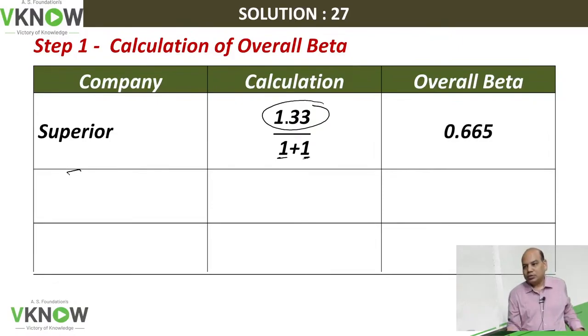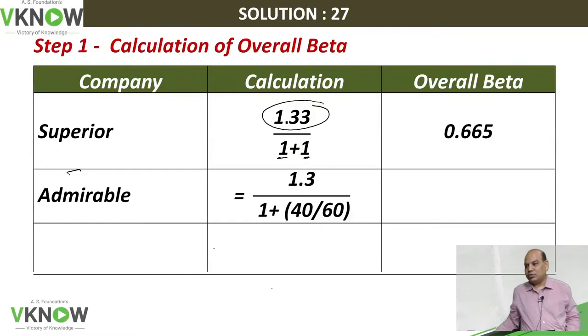So my overall beta of Superior Limited is 0.665. Now try yourself Admirable. Admirable Limited, its equity beta is 1.30 upon 1 plus debt equity ratio, 40% debt, 60% equity, 40/60. 1 plus in bracket 40/60.